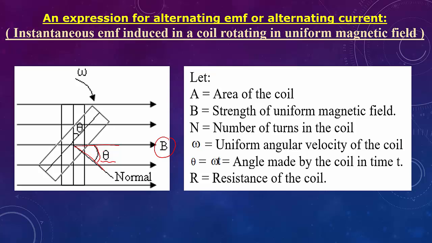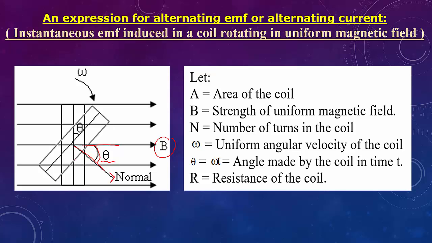What is angle theta here? Theta is the angle between the directions of magnetic field B and the area vector A, that means the normal drawn to the given surface. Now when this coil is rotated in this uniform magnetic field, the magnetic flux linked with this coil changes at any instant of time.